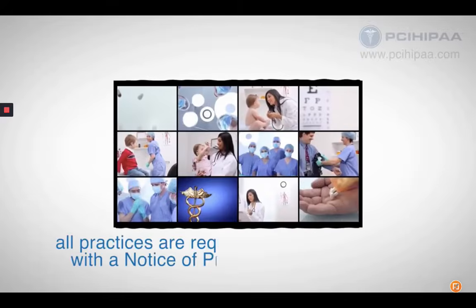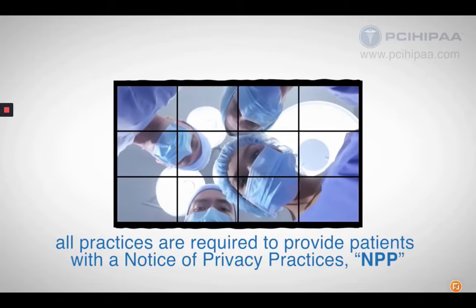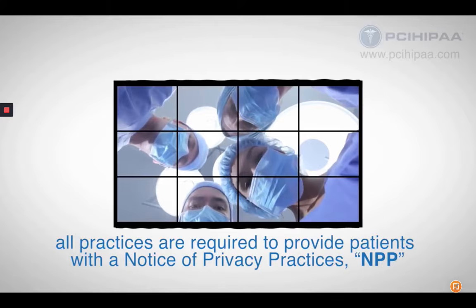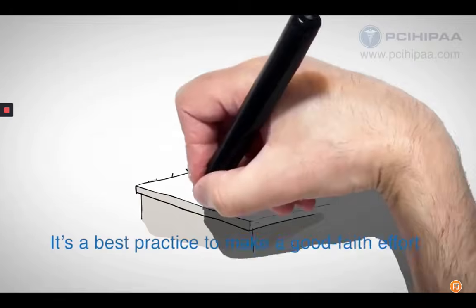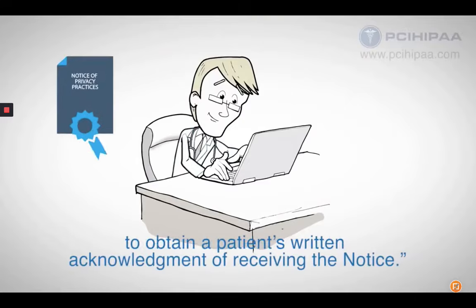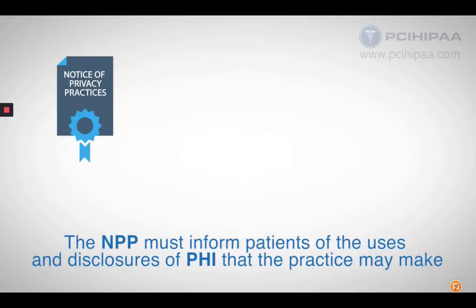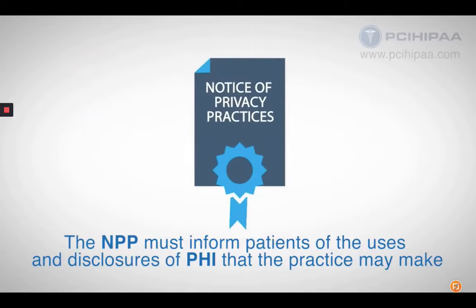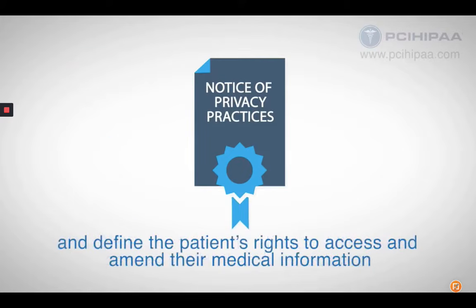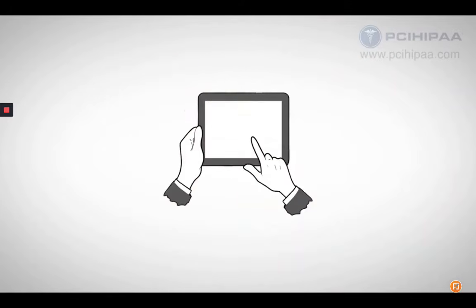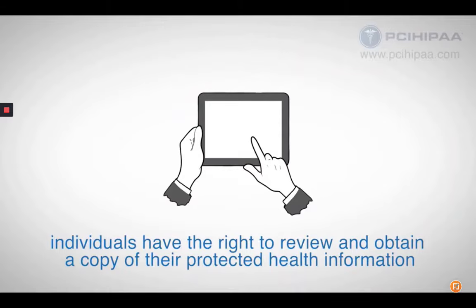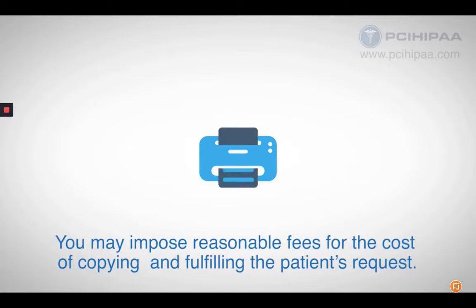In addition, all practices are required to provide patients with a Notice of Privacy Practices, NPP. It is a best practice to make a good faith effort to obtain a patient's written acknowledgement of receiving the notice. The NPP must inform patients of the uses and disclosures of PHI that the practice may make and define the patient's right to access and amend their medical information. Except in certain circumstances, individuals have the right to review and obtain a copy of their protected health information. You may impose reasonable fees for the cost of copying and fulfilling the patient's request.